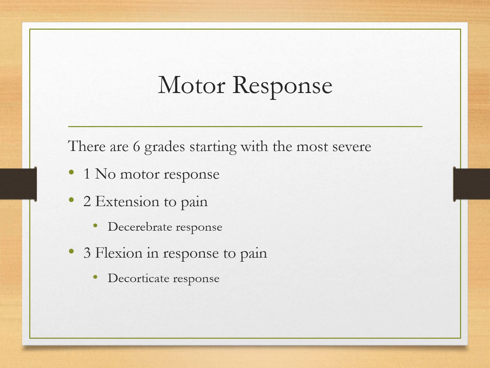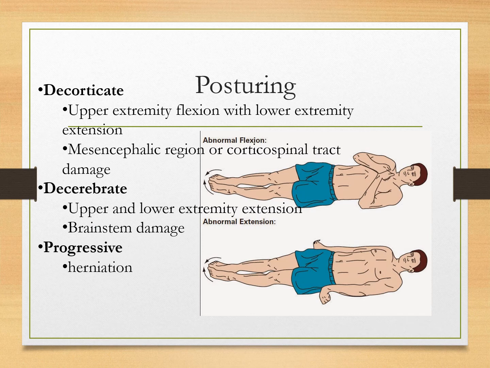Flexion in response to pain. Think of it as everything pulling into the core, or decorticate response. This is better than the extension, but both of these, flexion and extension, are worse than the no motor response. Somebody completely unresponsive due to an overdose of drugs may have a motor of 1, but a person that has a traumatic brain injury and may be getting ready to go into seizure and die may have posturing, or the extension and flexion. These diagrams here show an abnormal flexion and an abnormal extension.